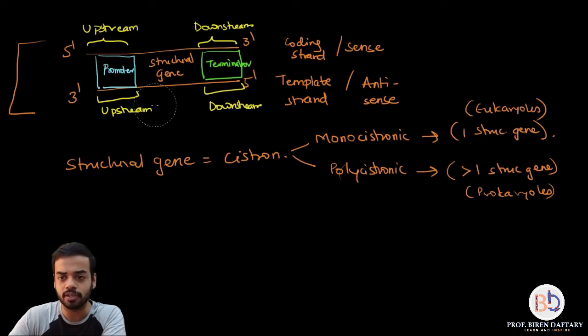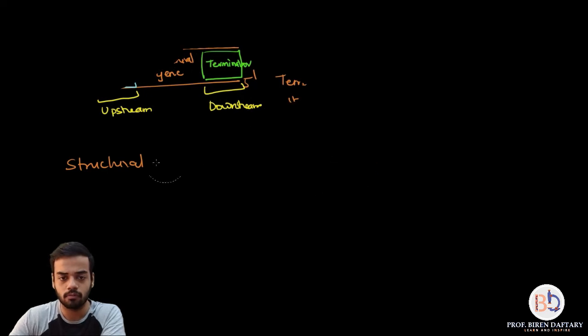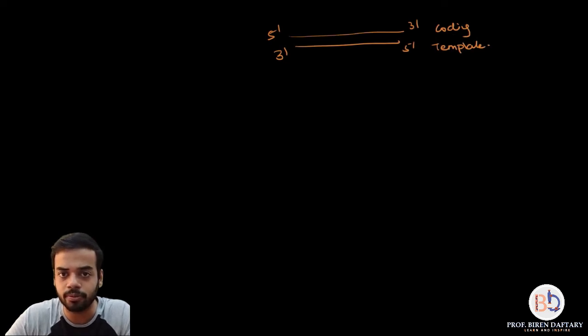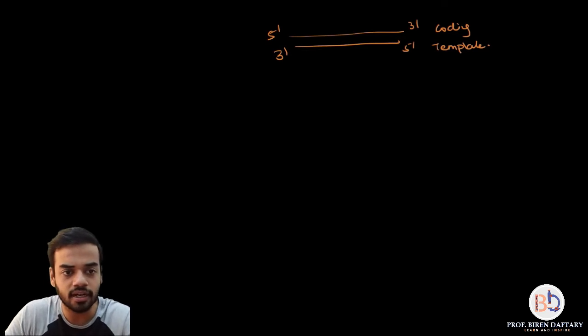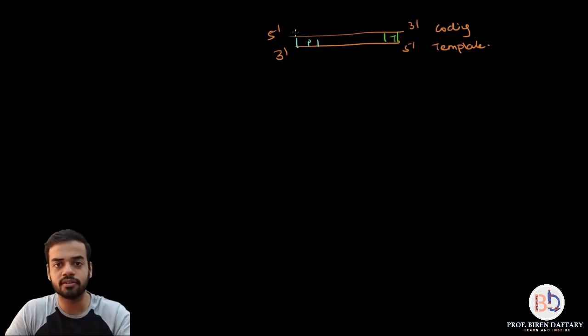So I hope this part is clear. Let me rub this off. Alright, so we will begin with our double-stranded DNA over here. This will be your coding strand 5' to 3'. This will be your template, so I'm writing over here coding strand. This is your template strand. This region is the promoter, this region is the terminator. I hope you remember that. If you want I will just highlight it. So this is your promoter, this is your terminator, this is upstream, this is downstream.